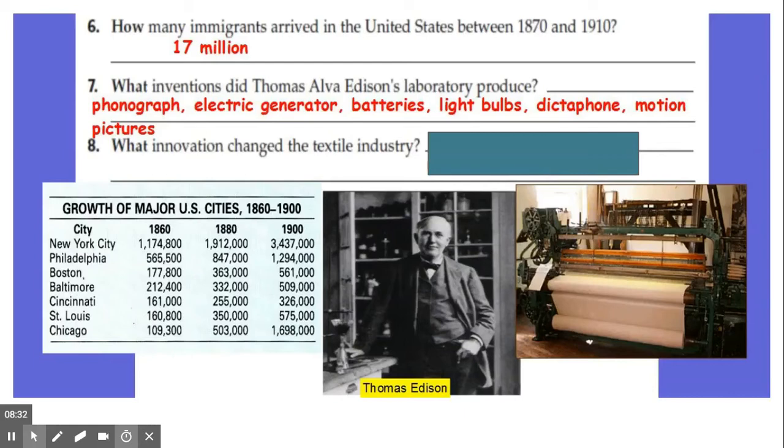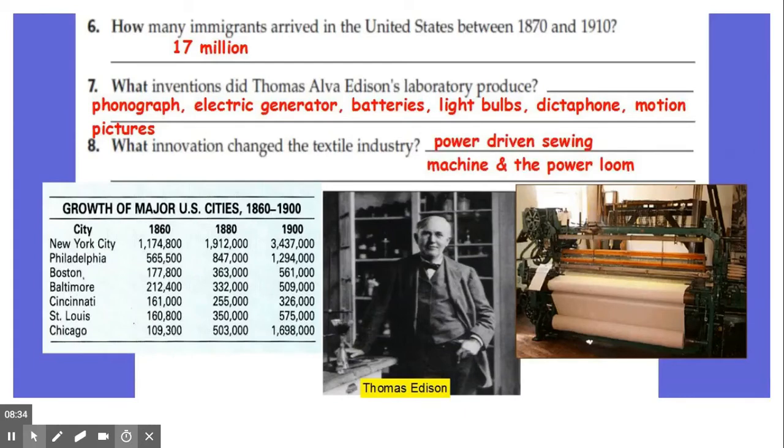One innovation changed the textile industry, and probably the big ones here were the power-driven sewing machines and the power loom. The loom that you see pictured here leads to threads being woven. And as a matter of fact, it uses a kind of binary system that's very similar to the binary codes that we use for programming computers. The power-driven sewing machine is going to lead to the mass production of clothing.